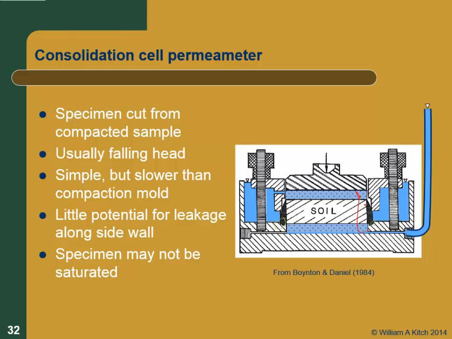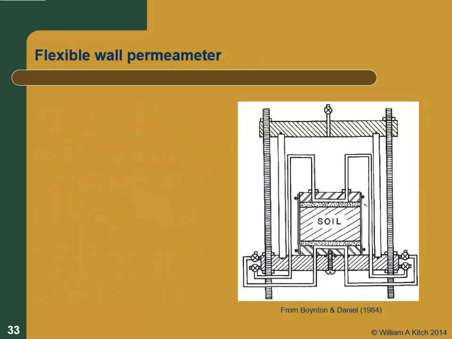And the soil may not be saturated, but there's a better chance that it's saturated than during the compaction mold test. And you do have control of the vertical stress, so you can test hydraulic conductivity at different void ratios and different stresses. Then this has become the workhorse of methods now. I think it's by far the most common one to do, which is the flex wall test.